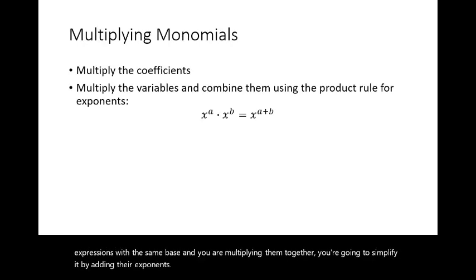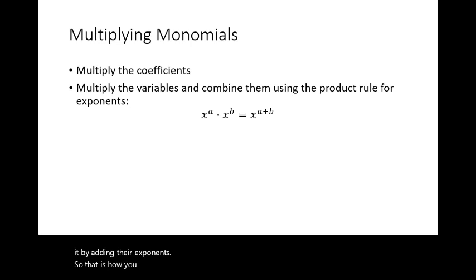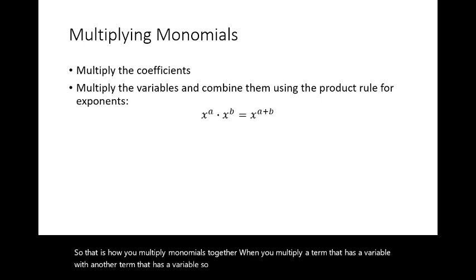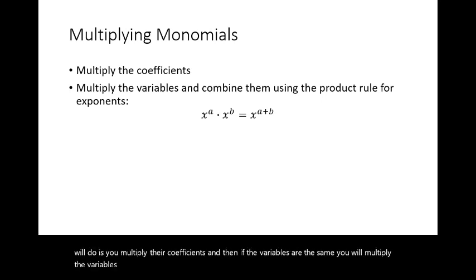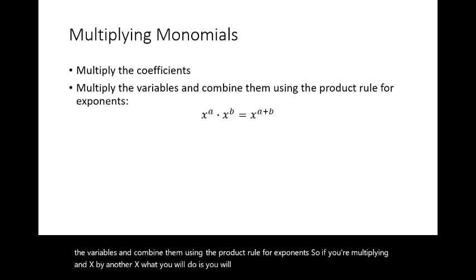So that is how you multiply monomials together, when you multiply a term that has a variable with another term that has a variable. If you are multiplying single terms together, what you will do is multiply their coefficients, and then if the variables are the same, you will multiply the variables and combine them using the product rule for exponents. So if you're multiplying an x by another x, you will add the exponents together, basically using the product rule for exponents.